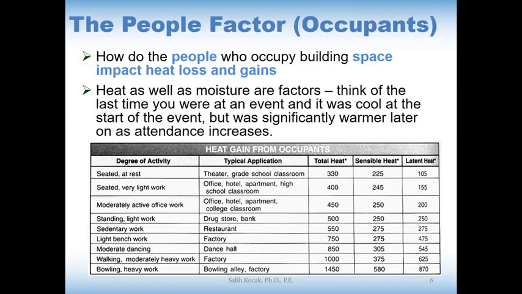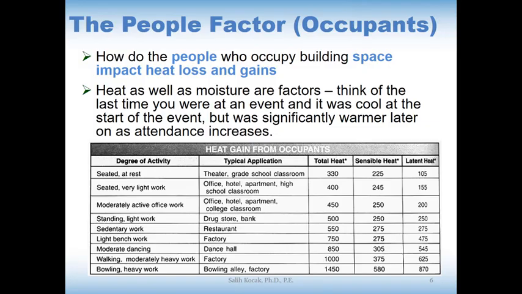So look at the table here, the heat gain from occupants table. If you are seated at rest, the total heat is going to be 330. This is the case of a theater or grad school classrooms and so on. If you're in a restaurant, eating and doing some sedentary work, this is going to jump to 500. So 250 out of this 500 will be coming from the sensible heat, and the other 250 from the latent heat.